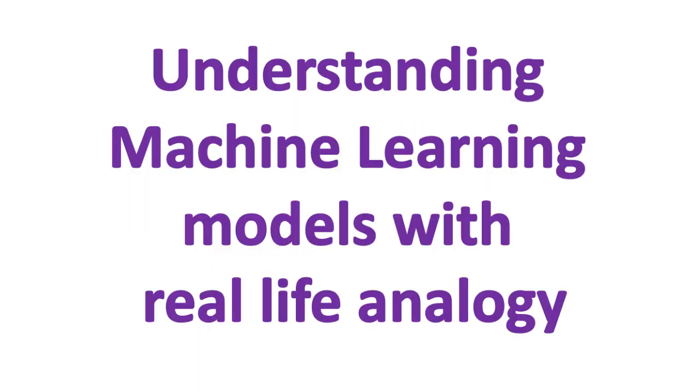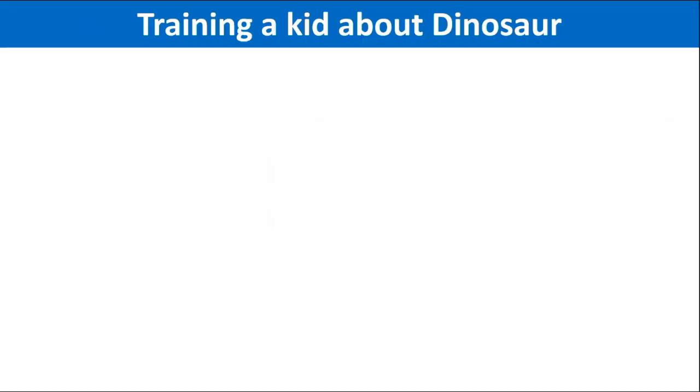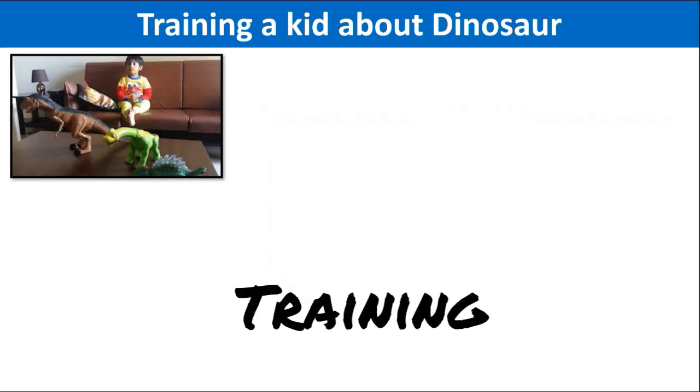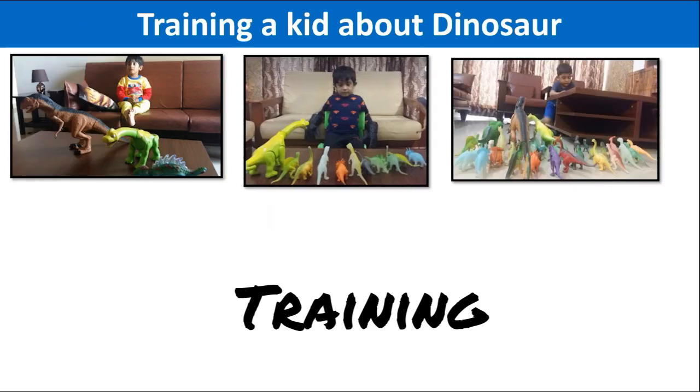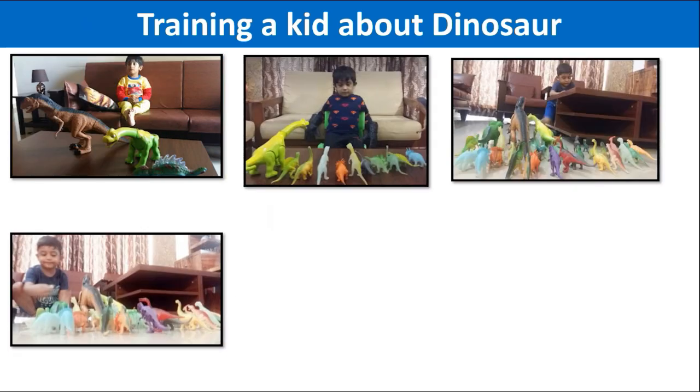To illustrate the concept of a machine learning model, let us draw an analogy to how we educate a young child about dinosaurs. I'm going to use my son's personal picture. Initially, I presented a few dinosaur toys to him, followed by a few more, and a few more. And this process repeats many times.